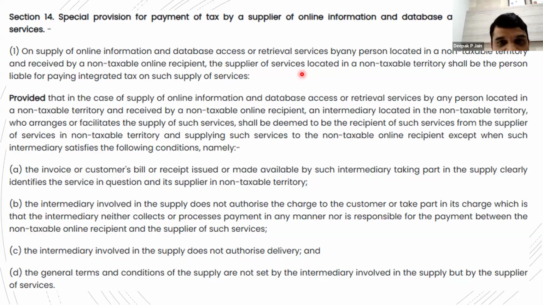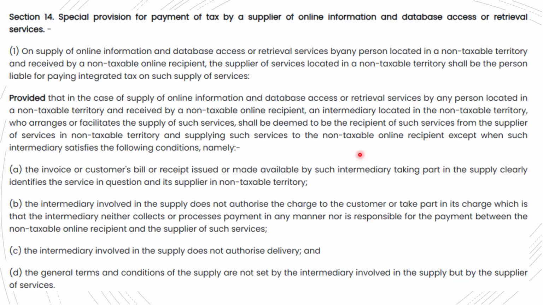Correct, sir. But where is that coming from? Because intermediary is defined, and intermediary is deemed to be a recipient, and the taxability is on the supplier. Taxability is on the intermediary in the proviso. No, they have defined intermediary and they have not said the intermediary will pay. They are only deeming him to be a recipient, and they have not further said that being a recipient, he shall be the person liable to pay the integrated tax.